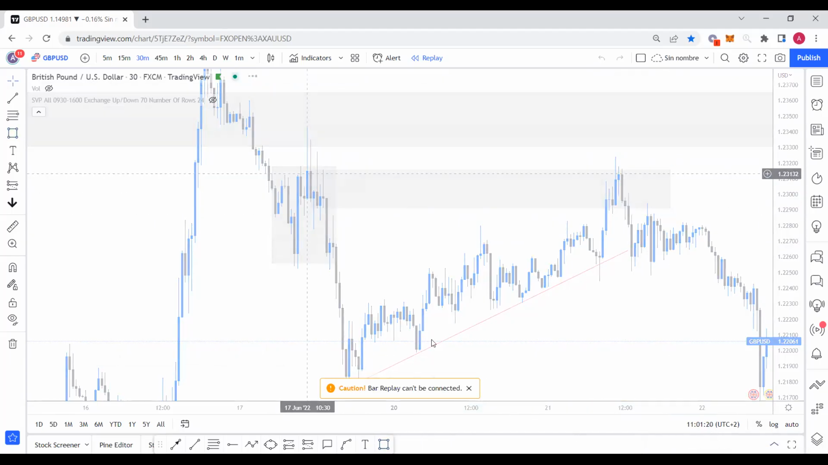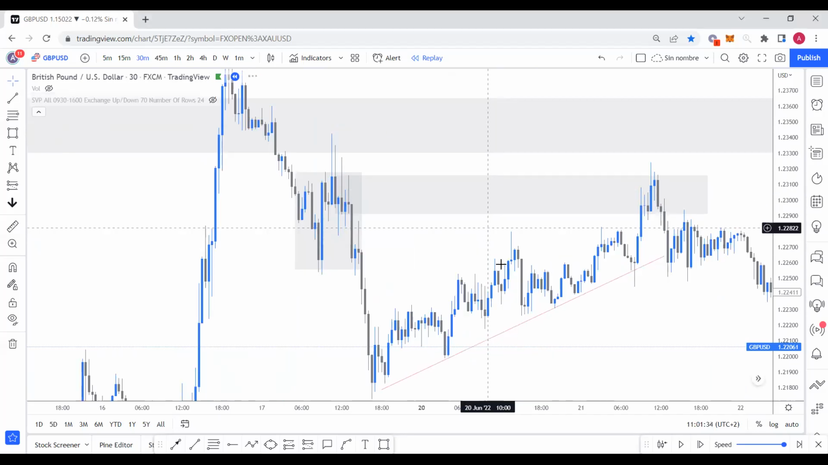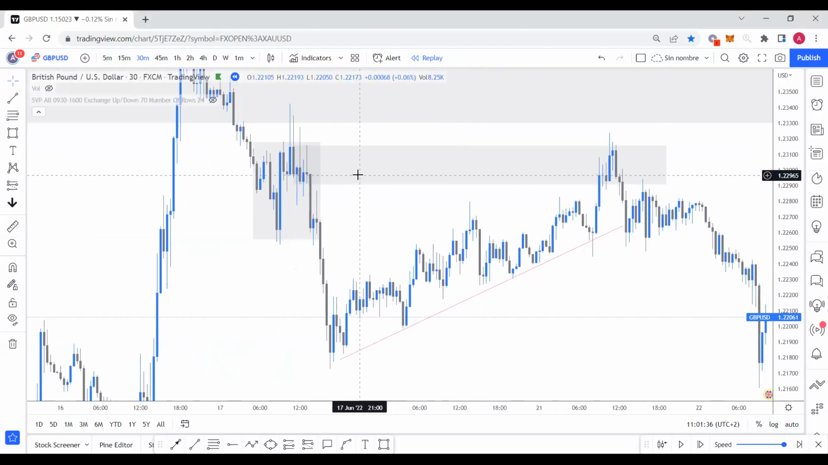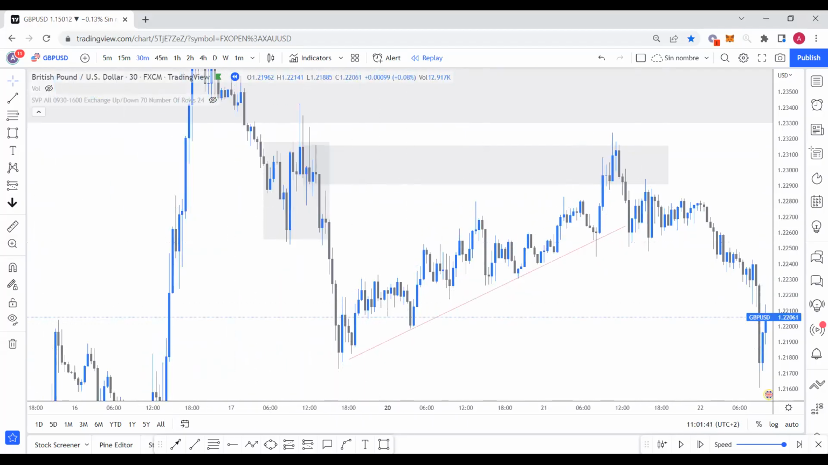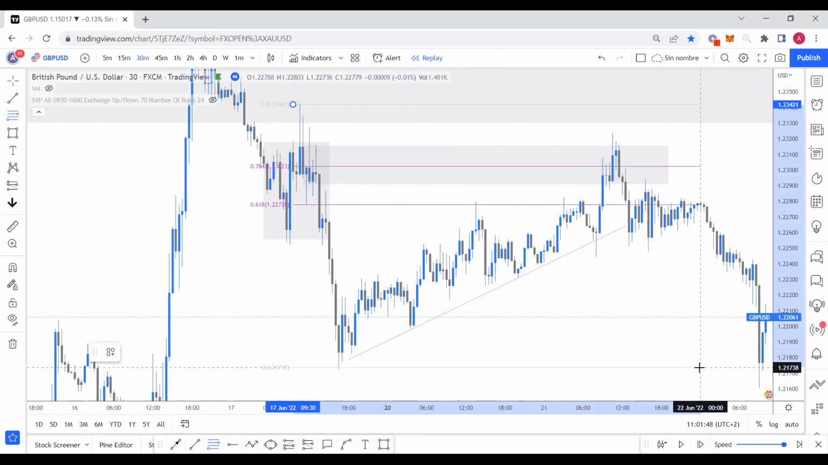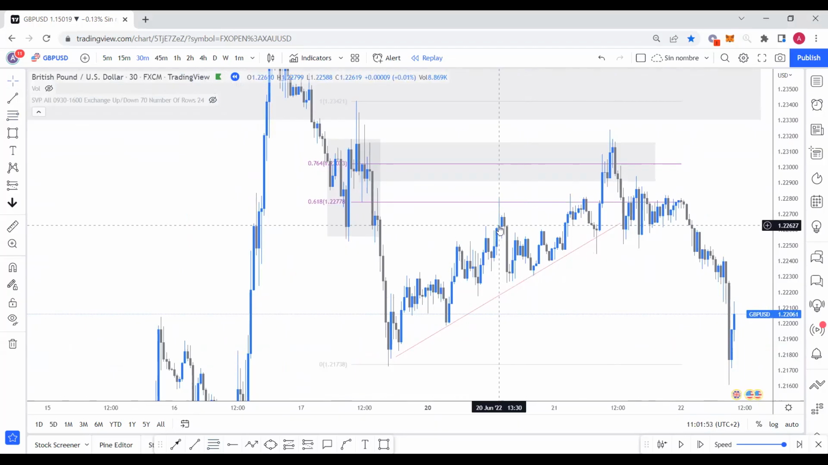Oops, what happened now? Wait, I'm not sure what's up now. Okay, there we go. As you see, the same. Price creates a range, it breaks the range to the downside. Then you want to trace your Fibonacci from the highest point to the lowest point, which is this one right here. Price has left.